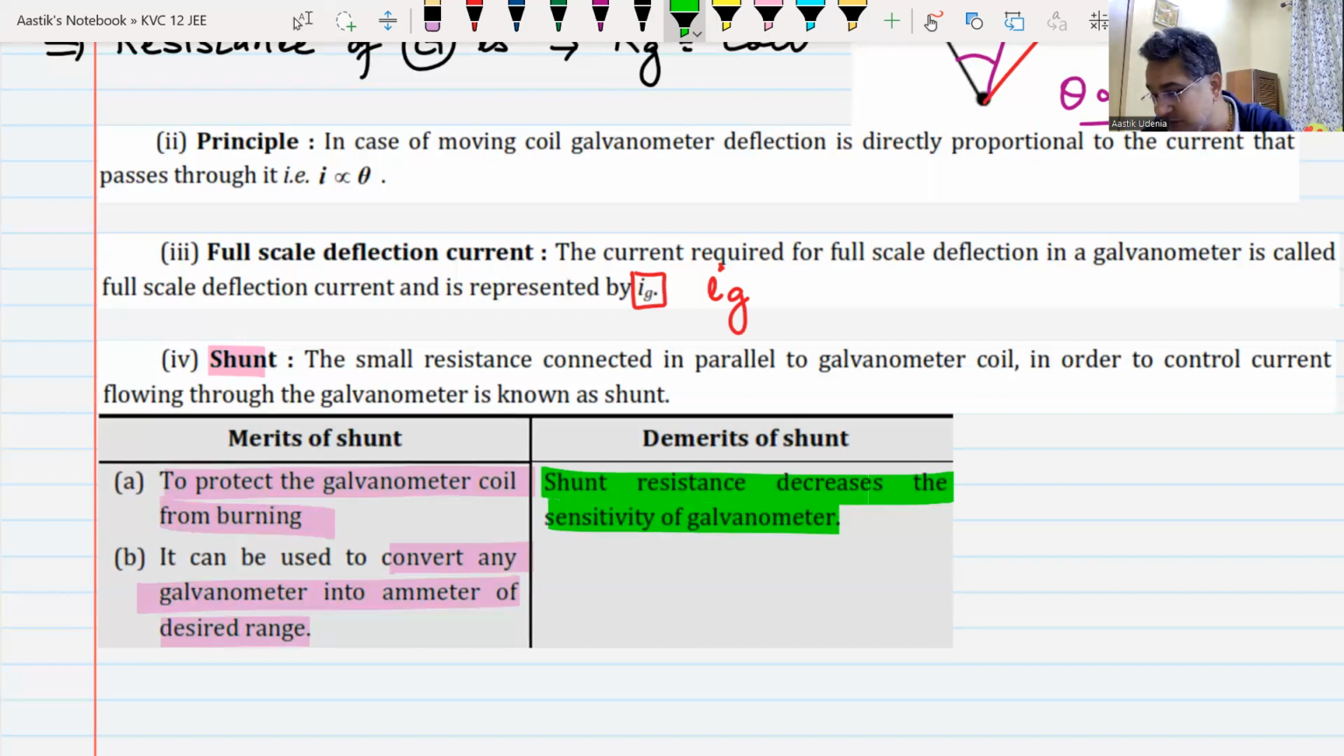Now this is a question. This is a point that I've seen come as a question in your JEE, not advanced but JEE main. So you must note it down carefully. I'll give you a minute to note it down.